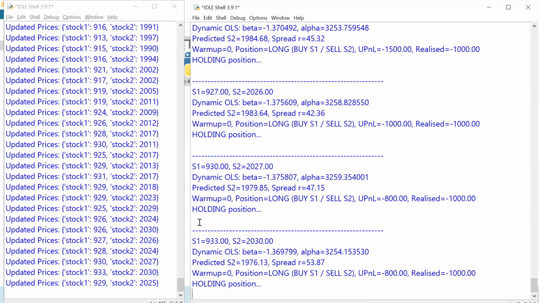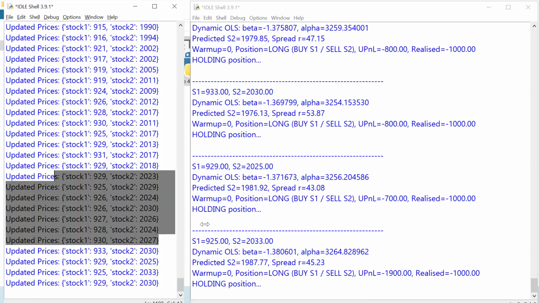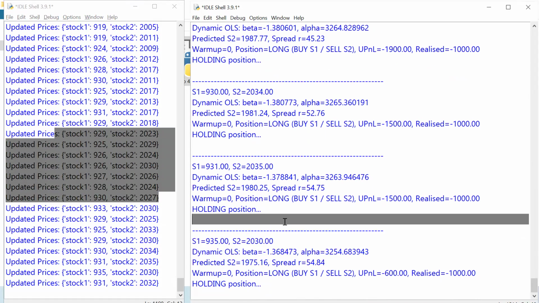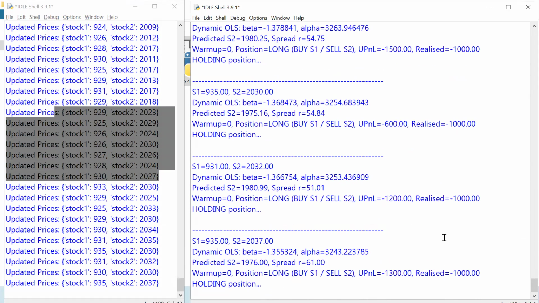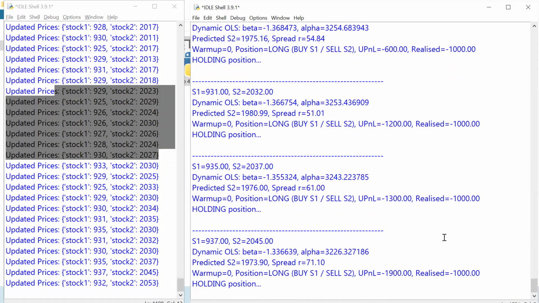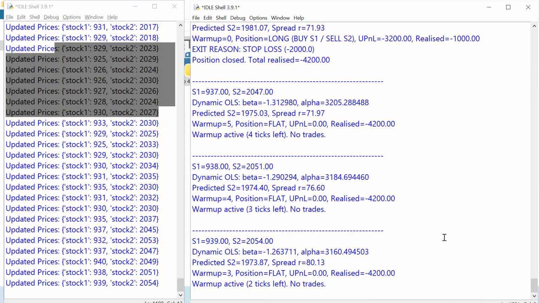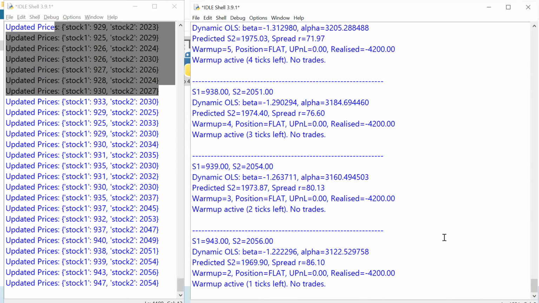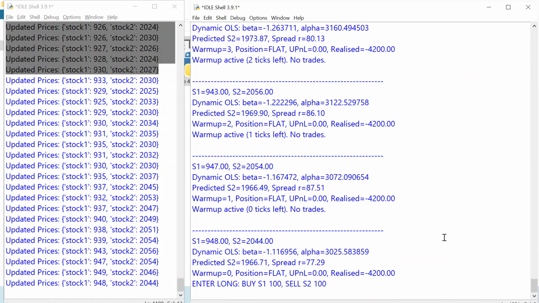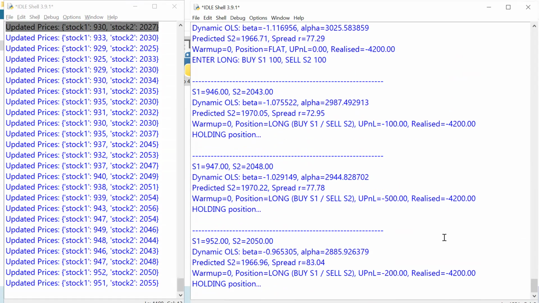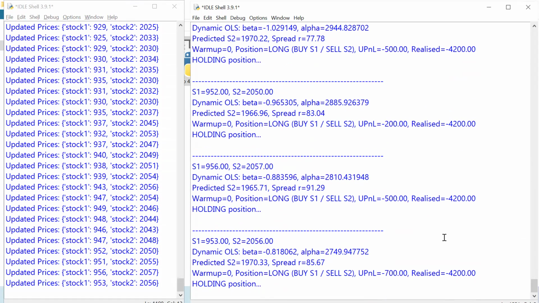I have no control over this. It's changing randomly. I have only control over this calculation. This is designed in a very beautiful way. We got the loss. We booked the loss also. So the stock became volatile. Okay, we enter one more position. It's completely fine.